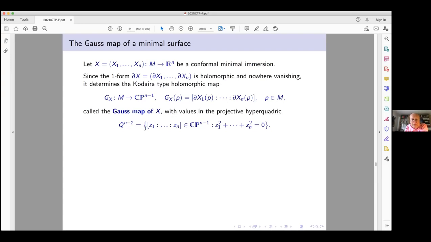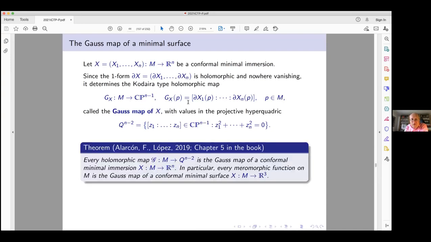And this is obviously the map that goes into this smooth quadric hypersurface in the projective space, defined by the sum of the squares equal to 0. And this is a holomorphic map just because all of these components are holomorphic and they have no common zero. So there is no indeterminacy set. And now the result is that, in fact, every map of this kind, which goes into this null quadric, I mean, into this hyperquadric in the projective space, every holomorphic map is the Gauss map of a conformal minimal immersion.